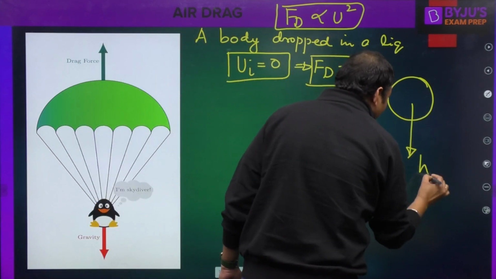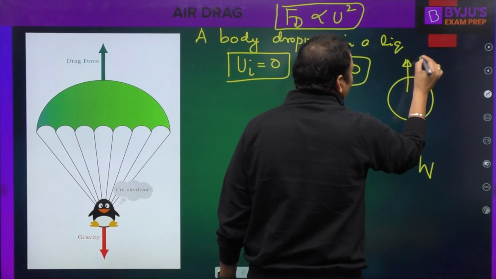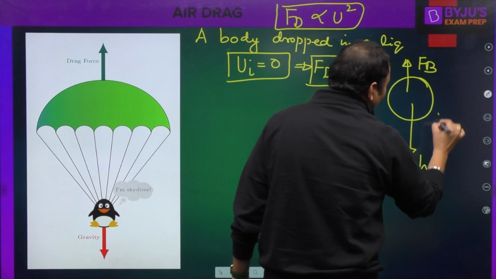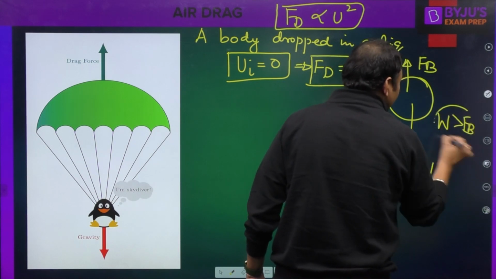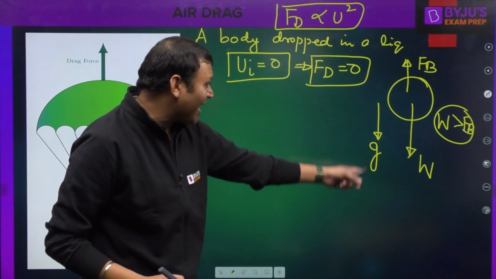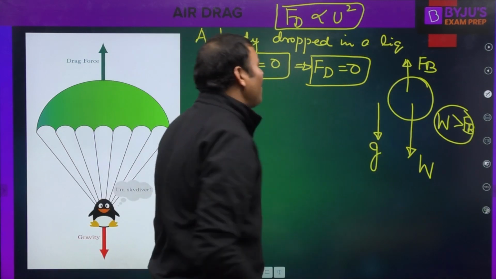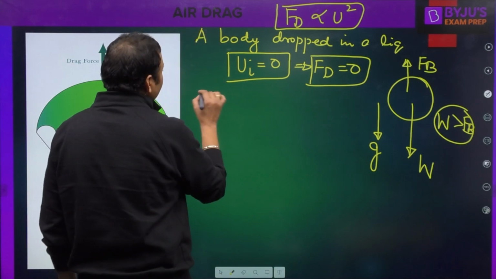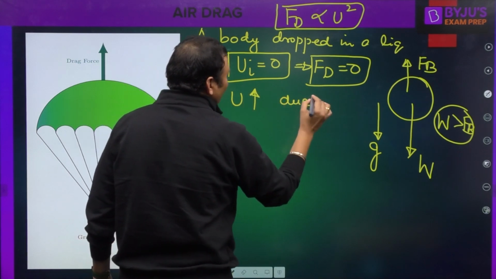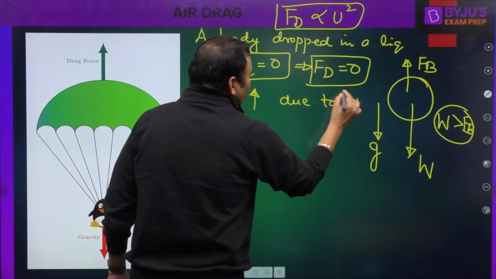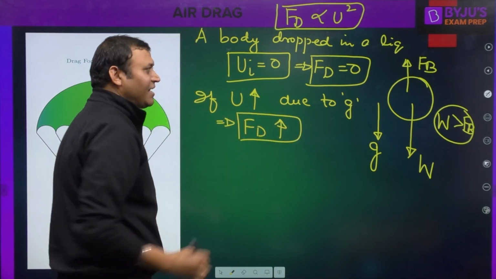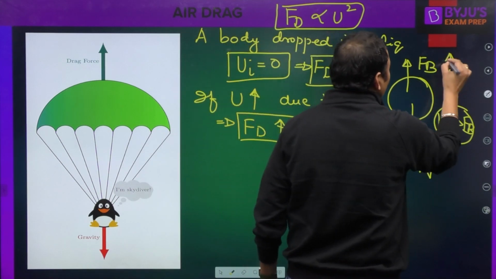The weight of the body is acting in the downward direction and the buoyant force is acting in the upward direction. Right? Weight and buoyant force. Drag force is equal to 0. Because weight is greater than buoyant force, the body has an acceleration in the downward direction. Due to acceleration due to gravity, the body will have an increase in velocity. So if the velocity increases due to g, the drag force also increases. The drag force will keep on increasing on the body.